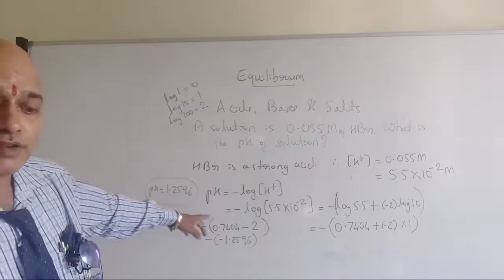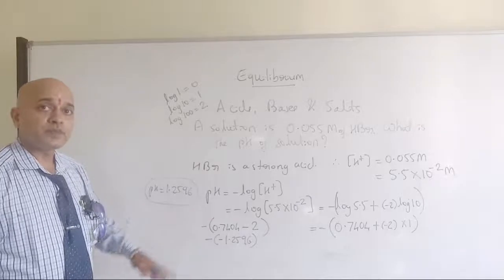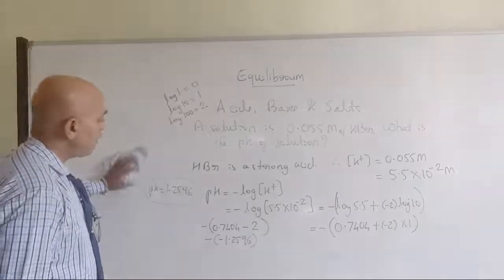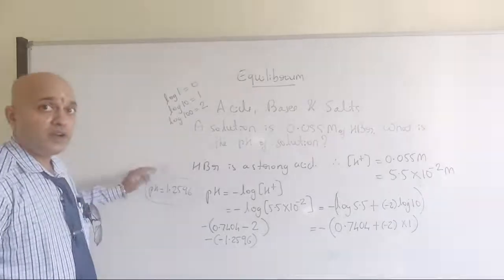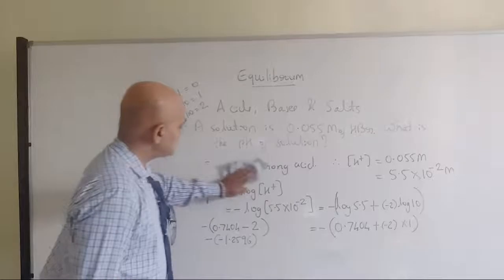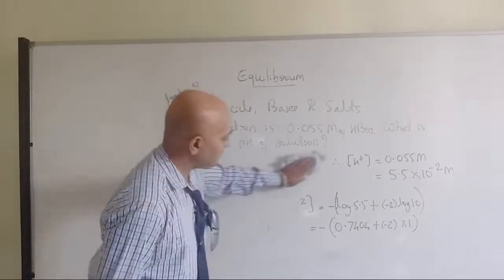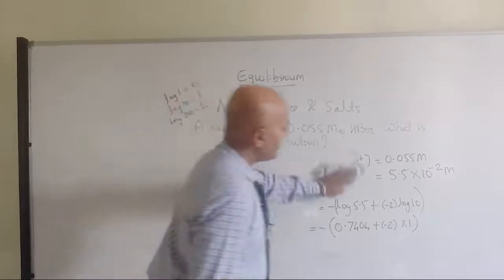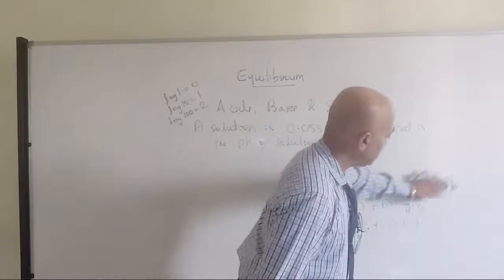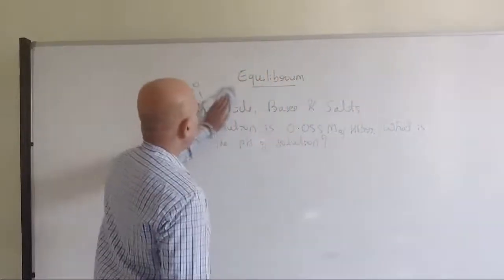How we have solved, all of you have understood? So it can be expected in your board exam also, or even your competitive exam also. Shall I remove this? So the final answer is 1.2596. It will not be negative, it will be positive only, because outside the bracket we have the negative sign. So negative becomes positive. Okay?